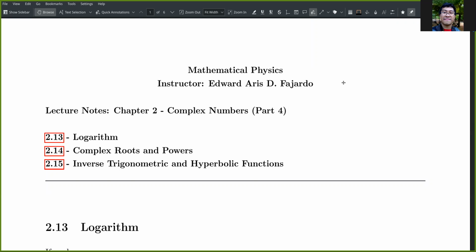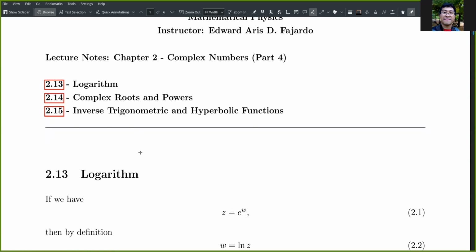Today we will talk about the last part of our discussion on complex numbers. Specifically, we'll talk about logarithm, complex roots and powers, inverse trigonometric, and hyperbolic functions.